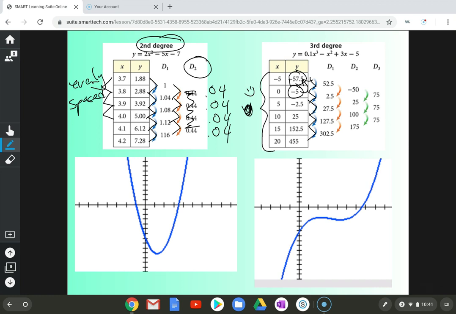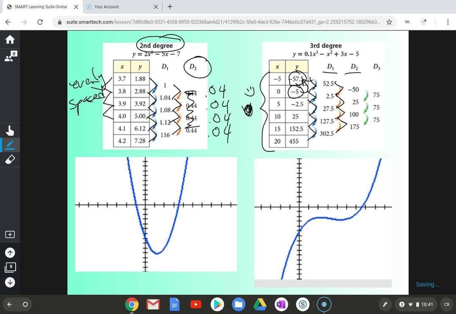So now we're going to subtract these. 2.5 minus 52.5 is negative 50. 27.5 minus 2.5 is 25. Then we have 100. Then we have 175. So our D1s were not the same. Our D2s are not the same.